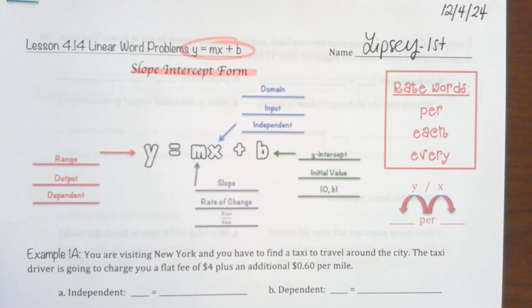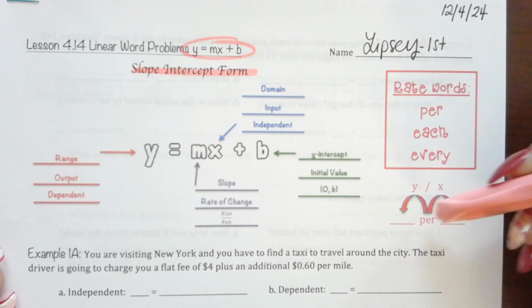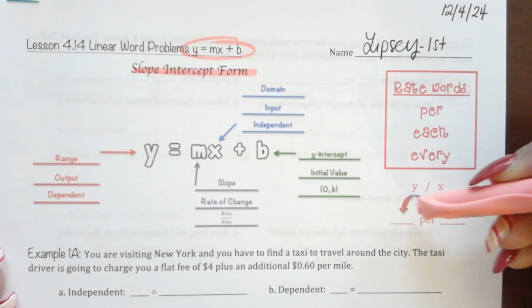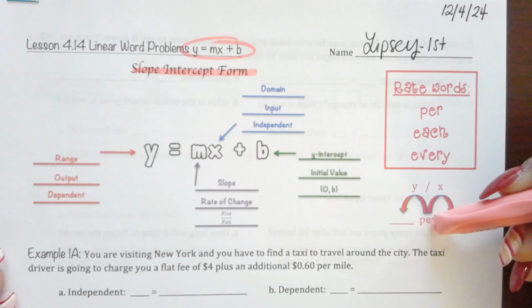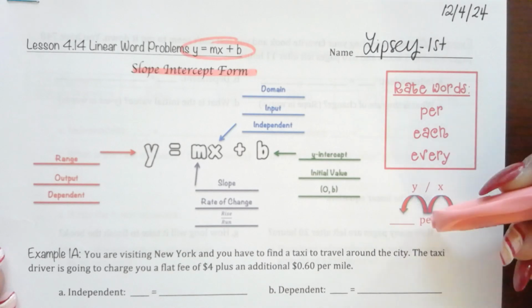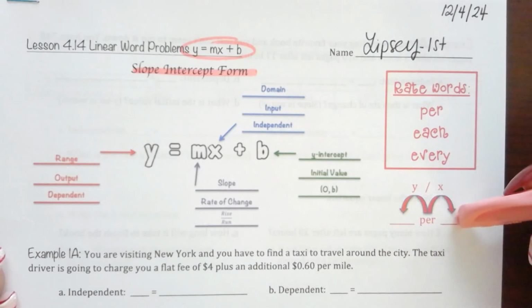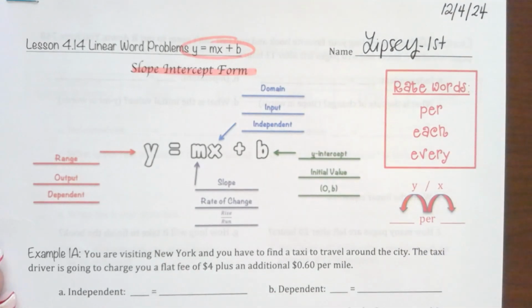Any questions? So, rate words. What are the main 3 that we use? Per, each, every. Absolutely. When we write our rate of change, it's y over x. So y per x. Does that make sense? Or y for each x. Y for every x. Does that make sense? We keep the y first so we know what goes on top. Any questions?